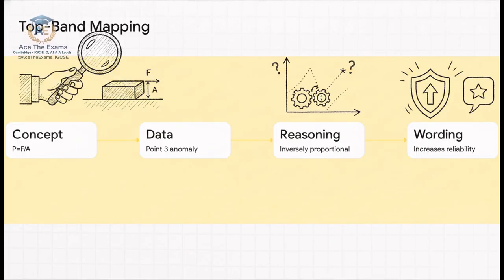Step 1, it stated the concept, P equals F over A. Step 2, it cited the specific data anomaly, point 3. Step 3, it gave clear scientific reasoning, inverse proportionality. And step 4, it used the exact examiner wording by stating that removing the anomaly increases reliability. That right there is exactly how you construct a full marks response on paper 6.